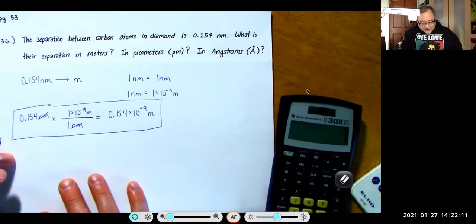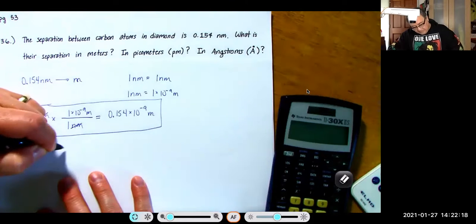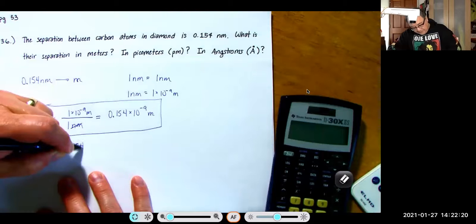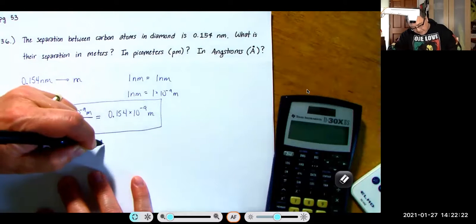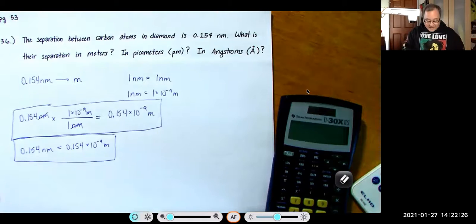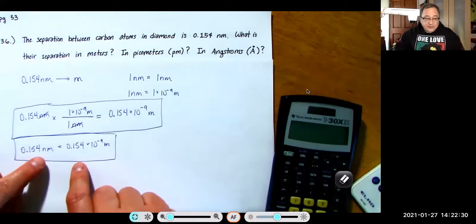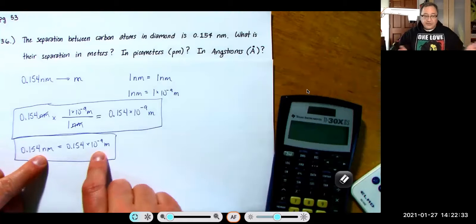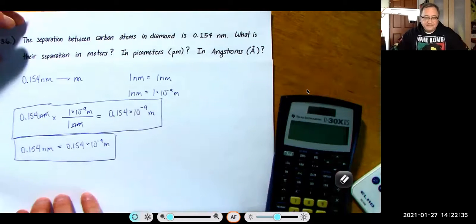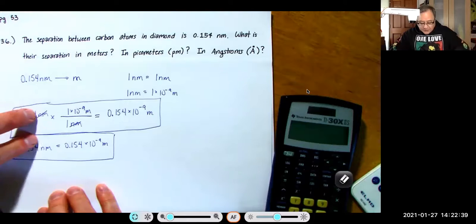Another way to turn this into meters is to do this. That's a valid way to go from nanometers to meters. Substitute 10 to the minus 9 for meters, and we're done. Are there any questions about changing this into meters?